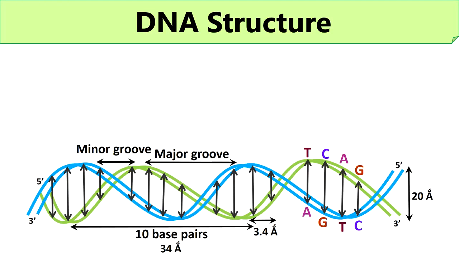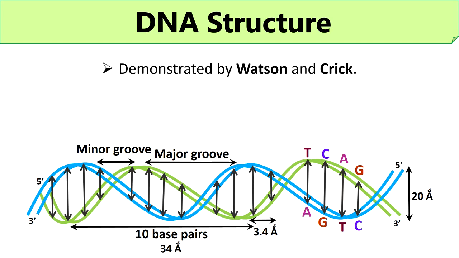Let us discuss the structure of the DNA that was given by the scientists Watson and Crick. Watson and Crick displayed the structure of DNA after studying the manuscript of the two scientists Linus Pauling and Corey. Linus and Corey demonstrated a 3D structure of the nucleic acid which didn't gain much attention.